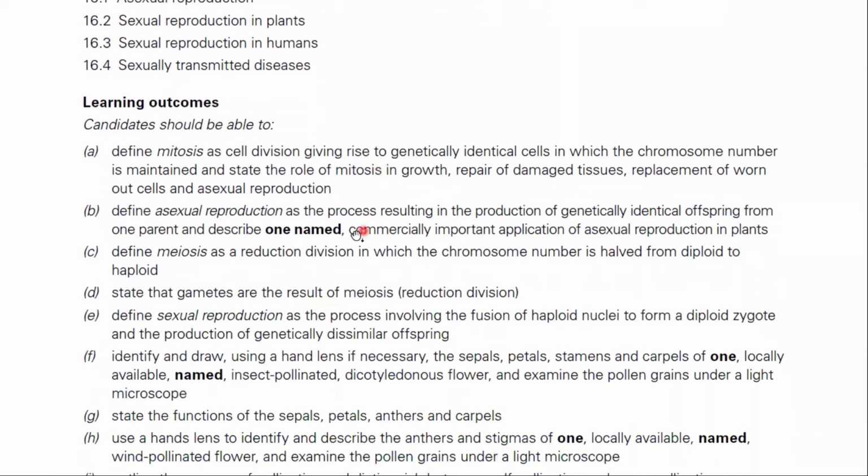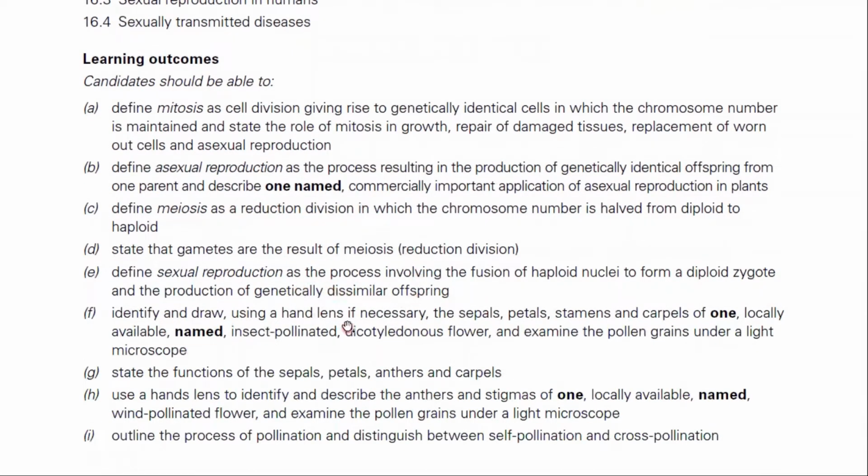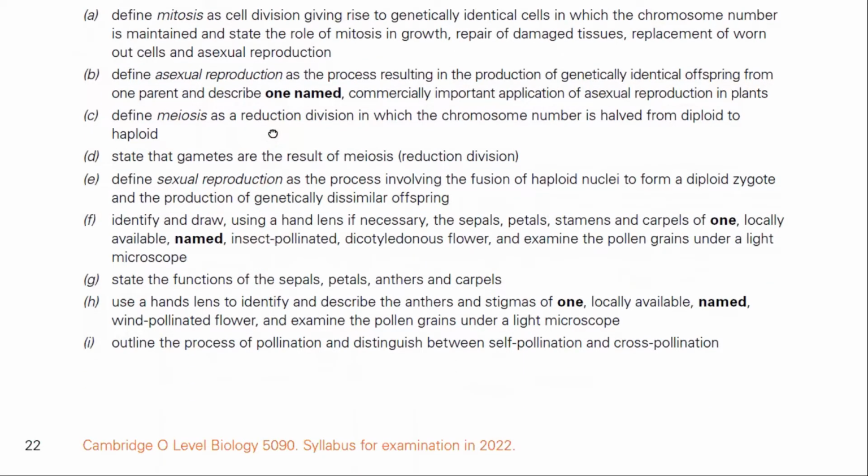We discuss gamete formation, the whole process, the functions in plants such as sepals, petals, anthers, and carpels, the male and female parts, the detailed structure, and also the difference between sexual and asexual reproduction, followed by pollination and distinguishing between self-pollination and cross-pollination.